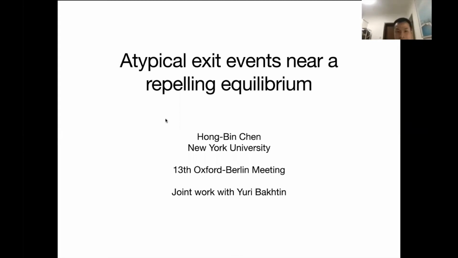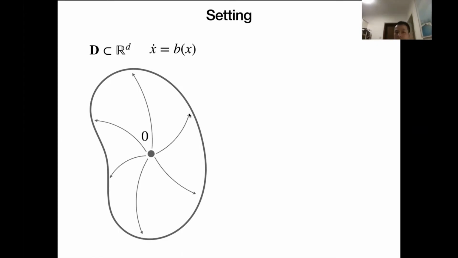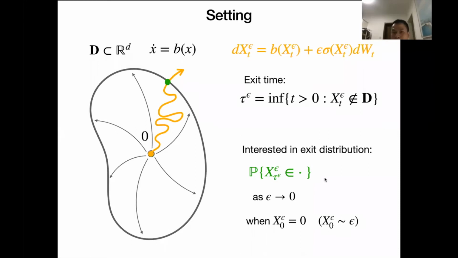Okay, first let me describe the setting. We are in Euclidean space, and let D be a domain. We assume it contains the origin. Let dynamics be given by an ODE, and we assume the ODE has a repelling equilibrium at the origin, and that's the only equilibrium in this domain. Then we consider a white noise perturbation of the ODE given by the SDE, where epsilon is the noise magnitude.